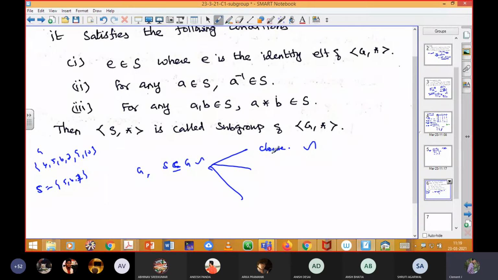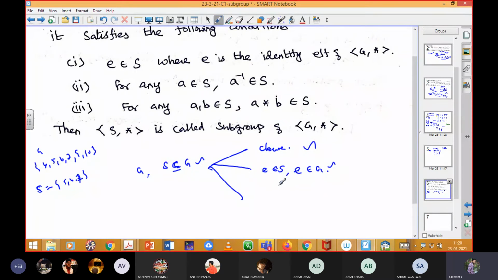Second one, listen carefully. This is different from the semigroup concept, so please listen. You will have one element E belonging to S. That E will be the original identity element of G. Whatever identity element you have already taken in your G should be placed in your subset S also.